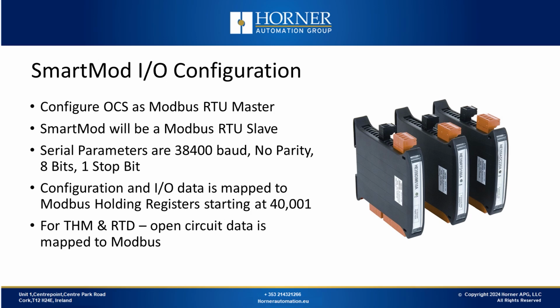Now let's look at how we would configure the SmartMod. SmartMod modules are RTU slaves, which means we need to configure the OCS as a Modbus RTU master. We recommend that you use the default serial parameters, as they will be fast enough for most analog applications. These default parameters are 38400 baud, no parity, 8 data bits, and 1 stop bit.